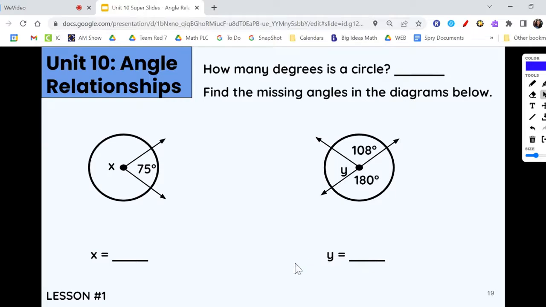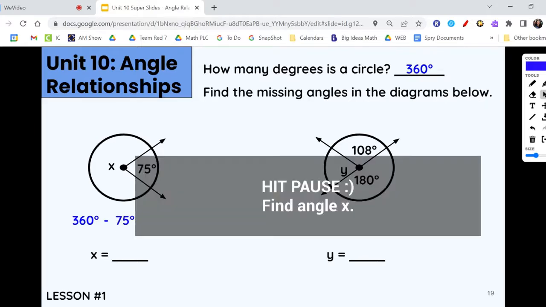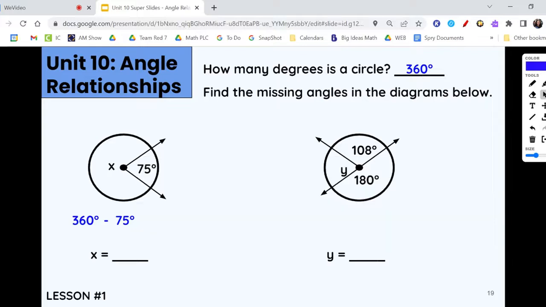How many degrees are in a circle? The answer is 360 degrees. All right, fill in the missing angles in the diagrams below. So if an entire circle is 360 degrees, and this portion of the circle is 75 degrees, you're going to have to do 360 degrees minus 75 degrees to find out what angle X is. So go ahead and find that out. And the answer is 285 degrees.